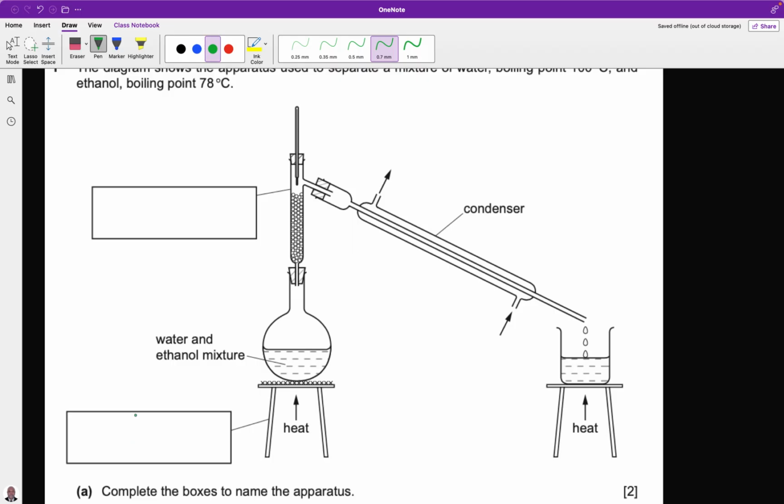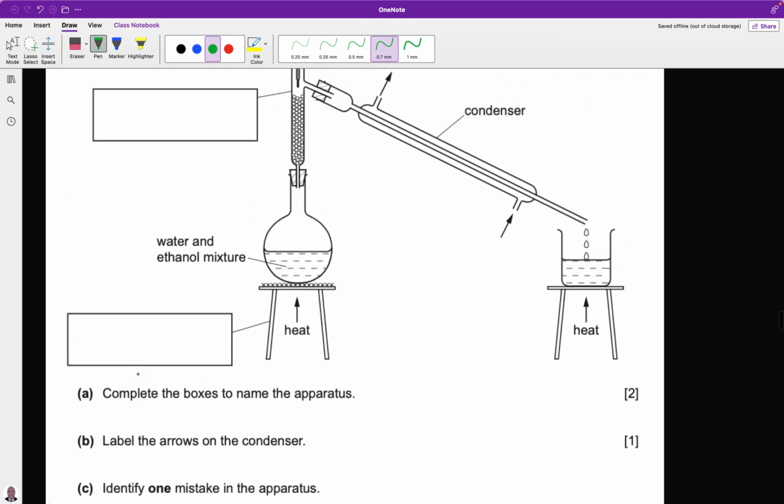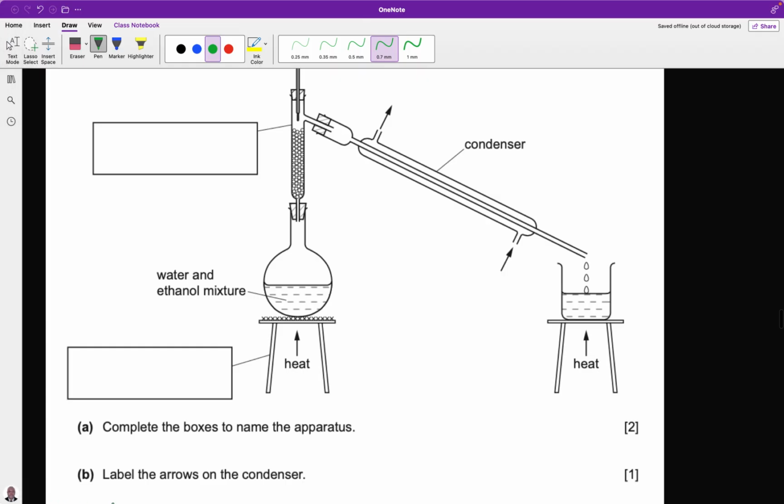Question number 2, or the B part of it. Label the arrows on the condenser. These are the arrows on the condenser. Here we write this one. Since the arrow is going in, we say cooling water in. Now, since the arrow is going out, we say waste water, or we can say water out.